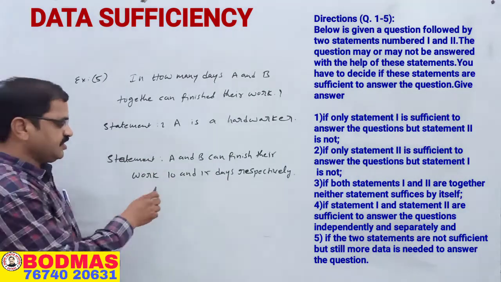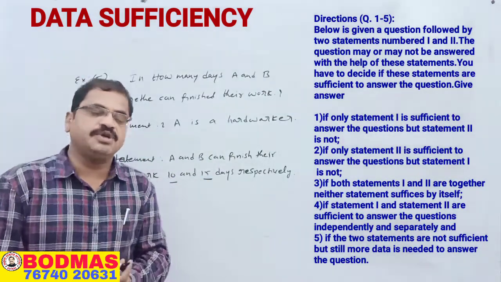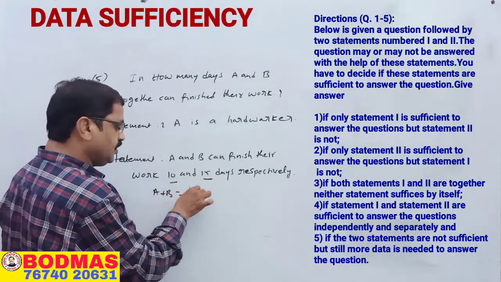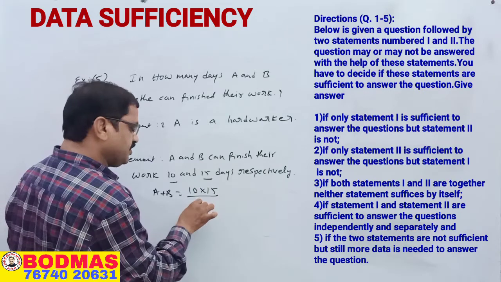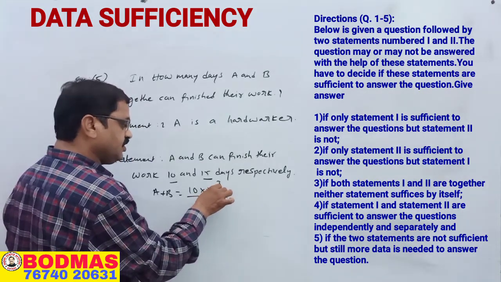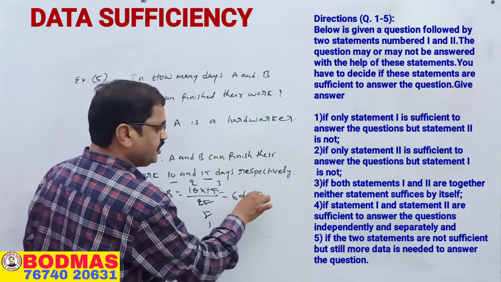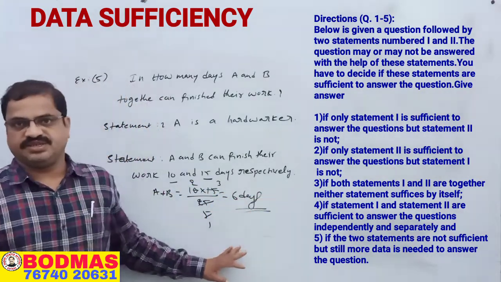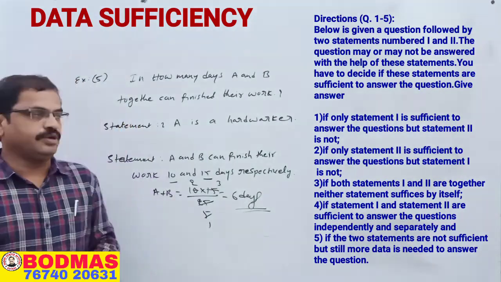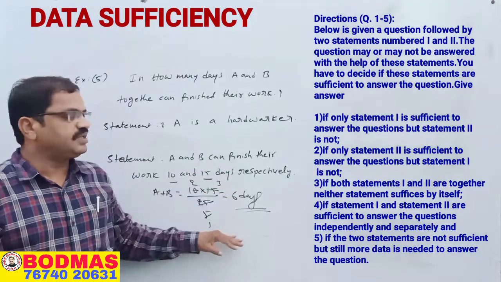A can finish the work in 10 days. B can finish in 15 days. Together, whenever A and B is asked, A plus B is the shortcut formula A into B by A plus B. So 10 into 15 by 25, which simplifies to 6 days. You need not solve the answer; I am explaining just for understanding. Without the help of the first statement, with the second statement only you got the answer, 6 days.